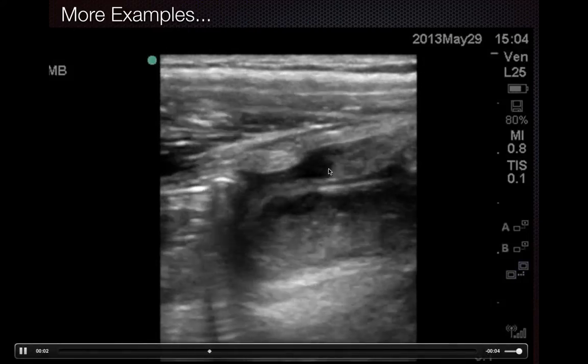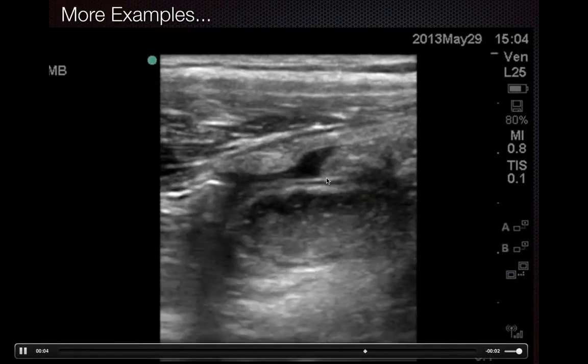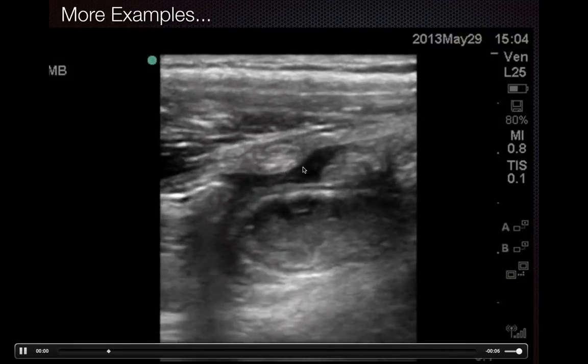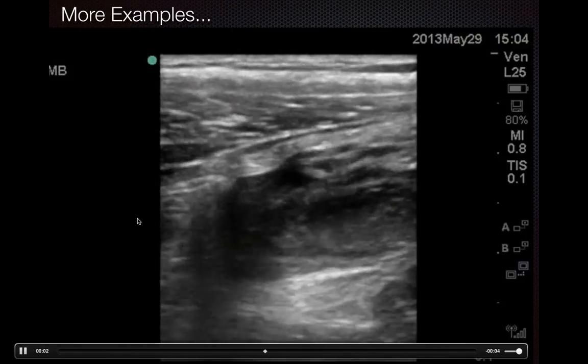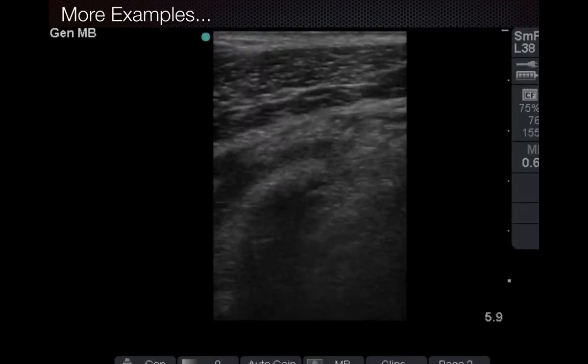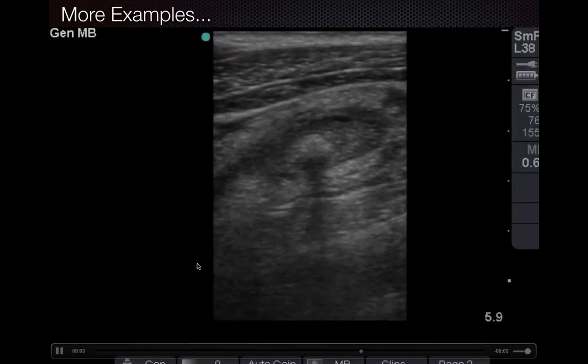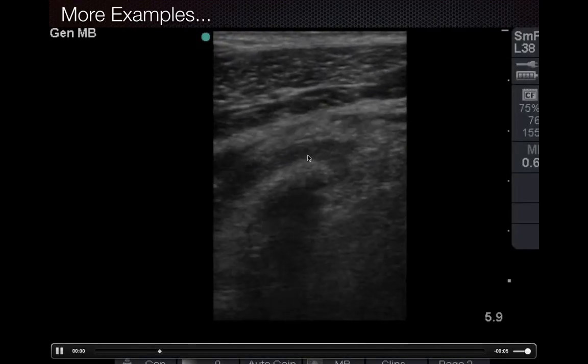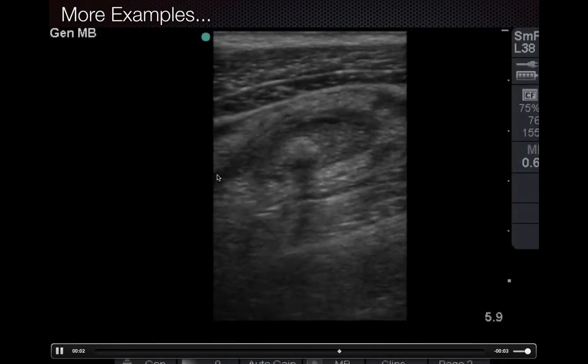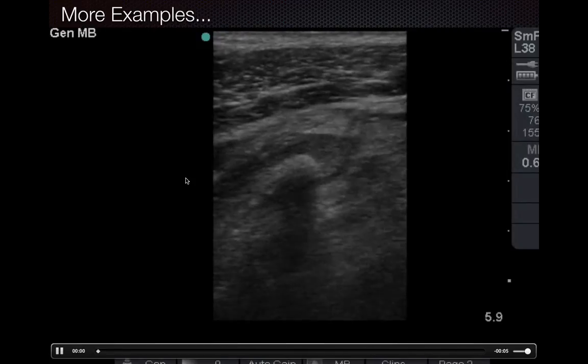Here another example of periappendiceal fluid. So if you do see that, it definitely means there's inflammation in that region. Here's yet another example of a nice appendicolith with some shadowing, which is always nice to be able to see.